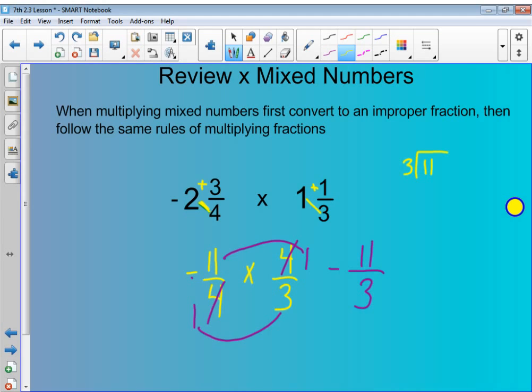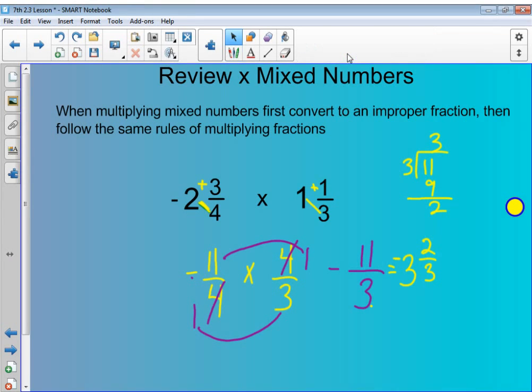Okay, and if you're not comfortable with that, it's something you might have to go through and actually write out. So let's see. 3 would go into 11 3 times, which is going to put me at 9. I have 2 left over for my remainder. So it would be 2 over what I originally had on the bottom, which is a 3. And I can't forget to put my negative sign in there. So your final answer is either a -11/3, or as a mixed number, that would be -3 2/3. Okay, so let's try another one.